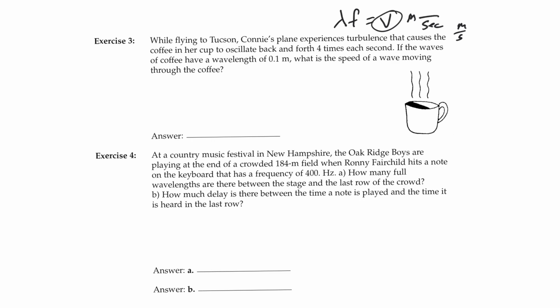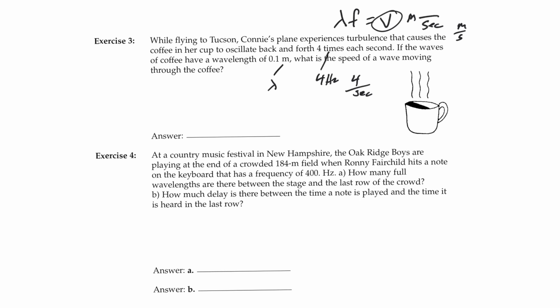First question: while flying to Tucson, Connie's plane experiences turbulence that causes the coffee in her cup to oscillate back and forth 4 times per second. So we recognize, first of all, that 4 times per second is 4 hertz, and a hertz is 1 per second, so just the number 4 over the units of seconds. That's its frequency. They're going to ask what the speed is, but they say that the wavelength, or the distance between the peaks in the ripples in her cup, is 0.1 meters. That's the wavelength, so this is lambda.